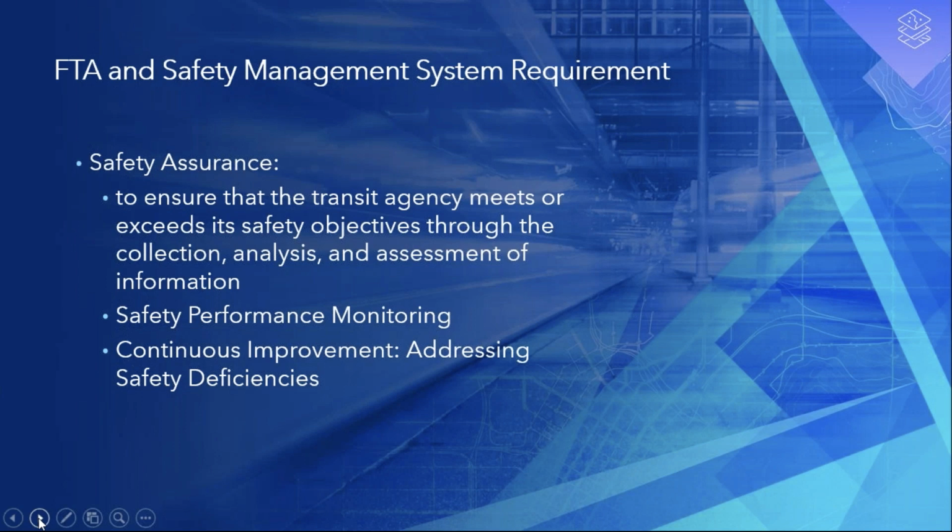There are really three components of the performance monitoring. The agency should monitor its operations to identify any safety risk mitigations that may not be as effective as they should, to conduct investigations of safety events, to identify the causal factors, and to monitor the information reported through any internal safety reporting programs. And this is really designed to set up a process of continuous improvement.